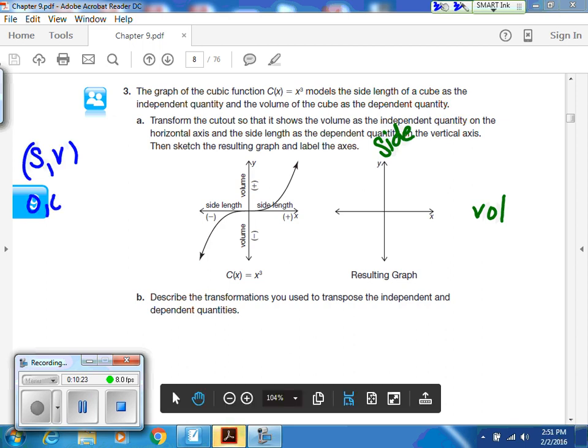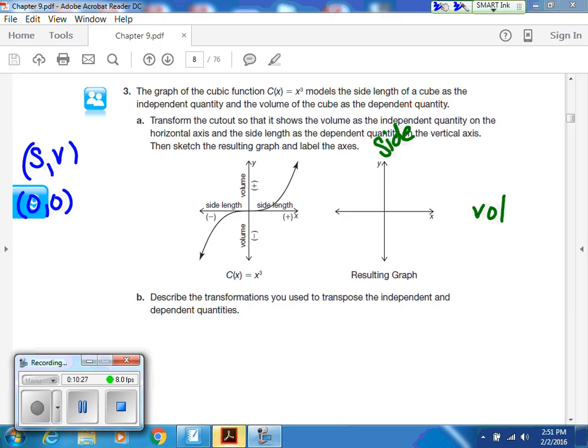You picked out, everybody used 0, 0, right? What was that other one that you used? 6, 3. You went over 6 and up 3. And then, wasn't there a negative one too? Yeah, like a negative 6, negative 3? Alright, I'm just going to use those 3 points.